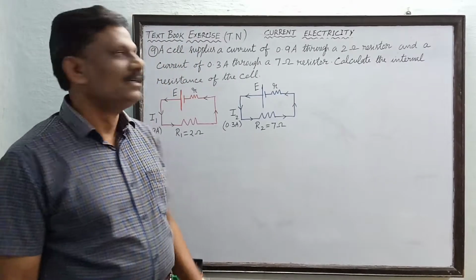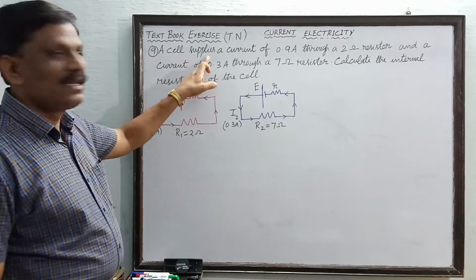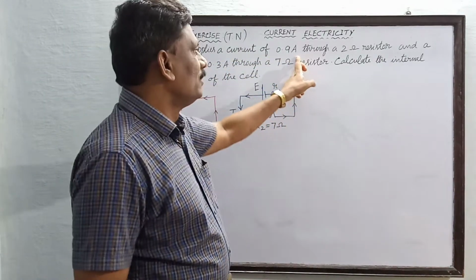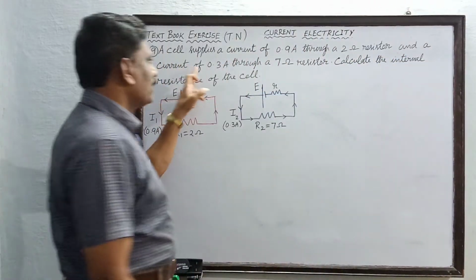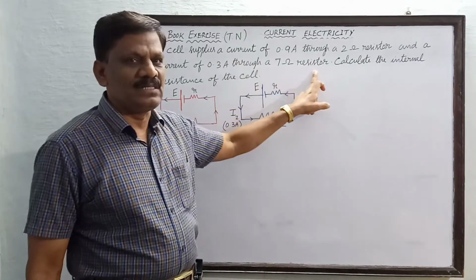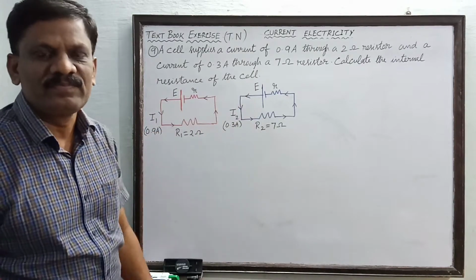Hi students, now we are going to solve problem number 9. A cell supplies a current of 0.9 ampere through a 2 ohm resistor and a current of 0.3 ampere through a 7 ohm resistor. Calculate the internal resistance of the cell.